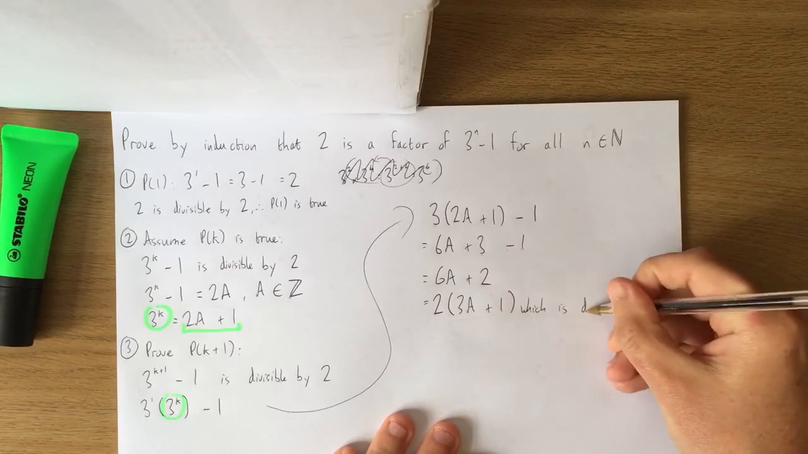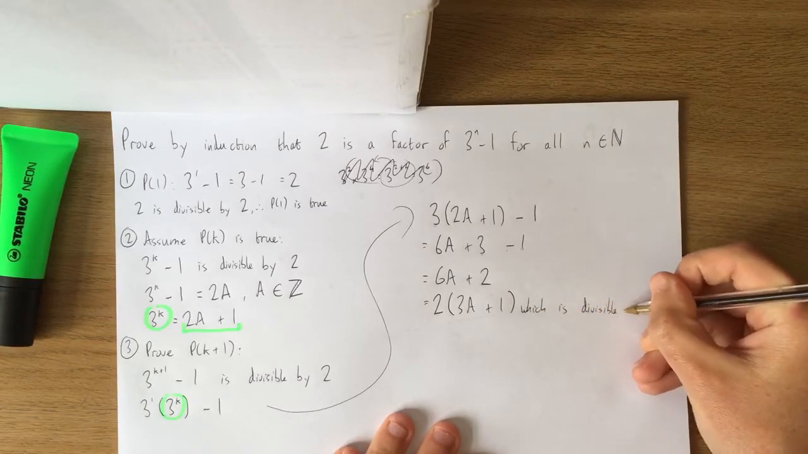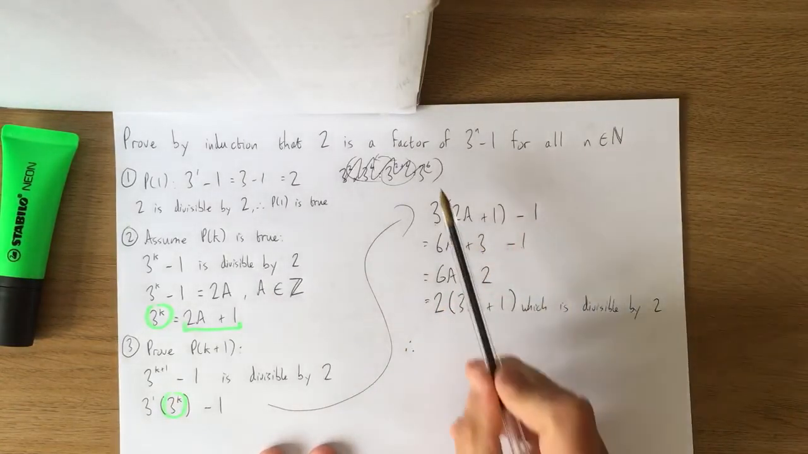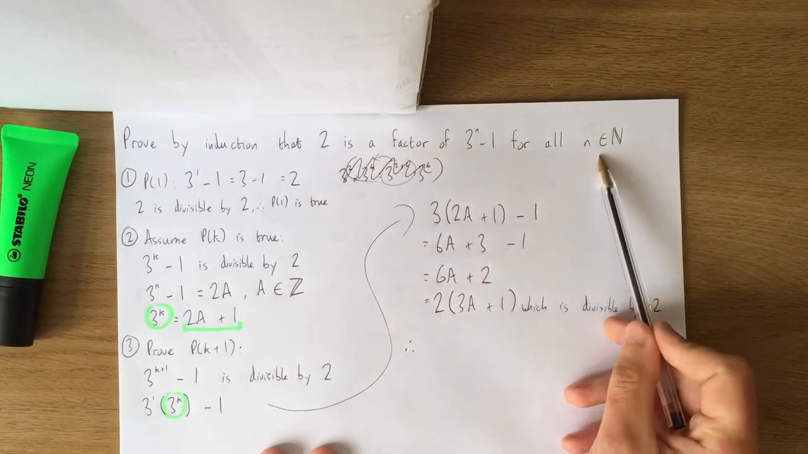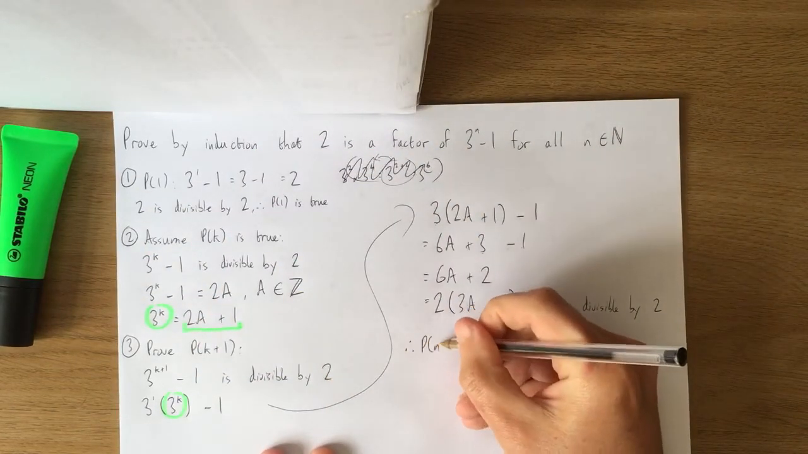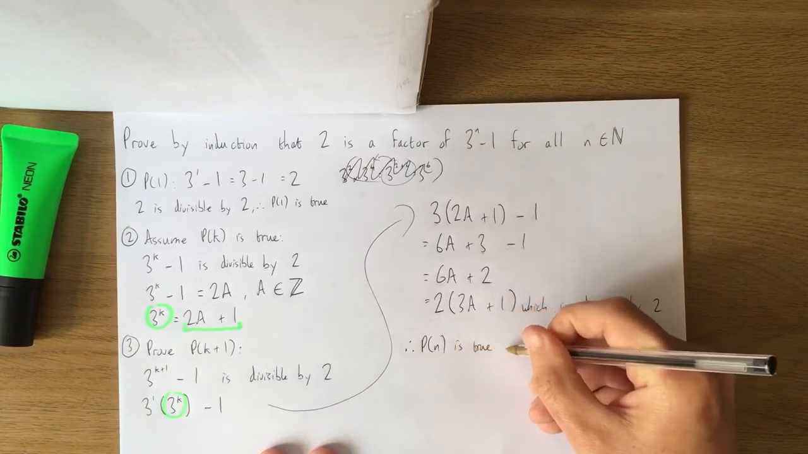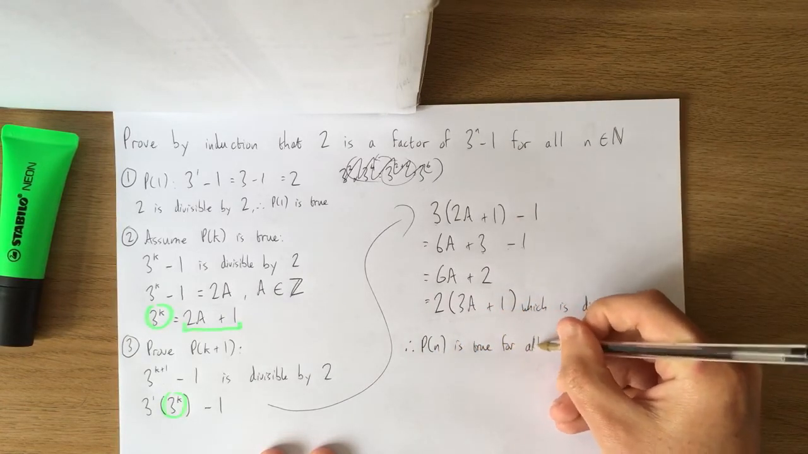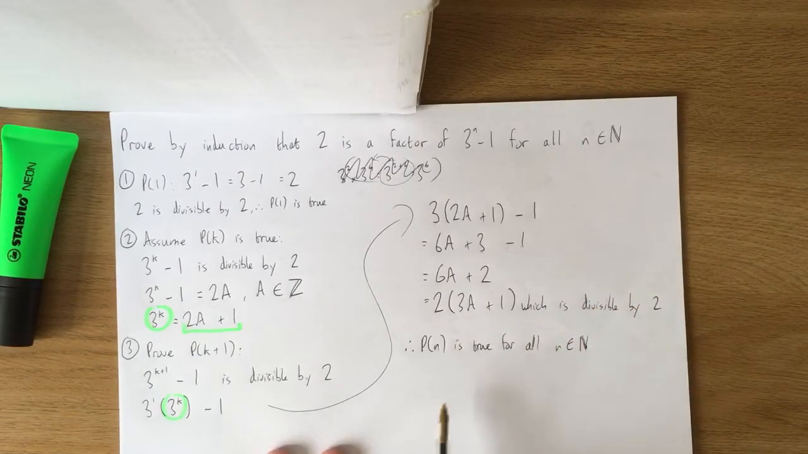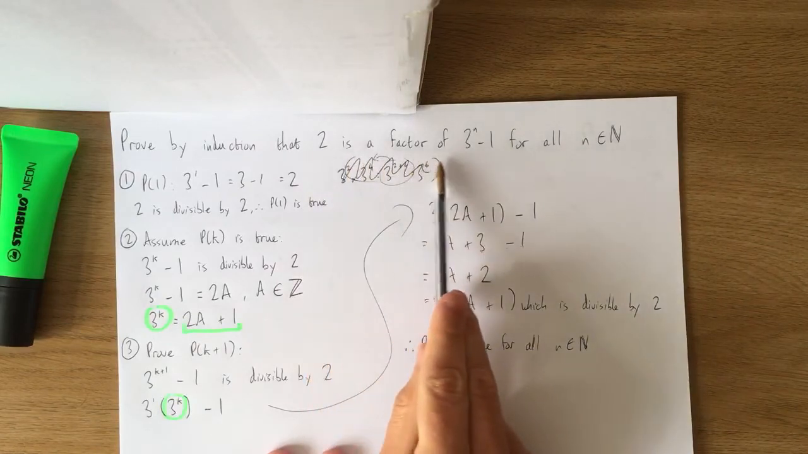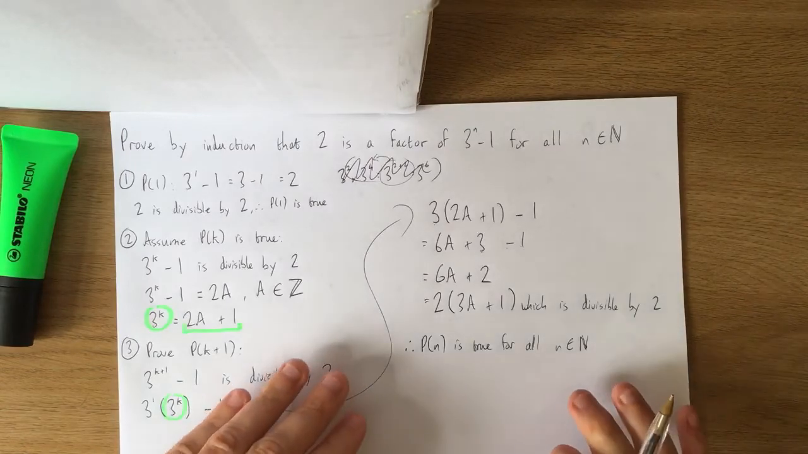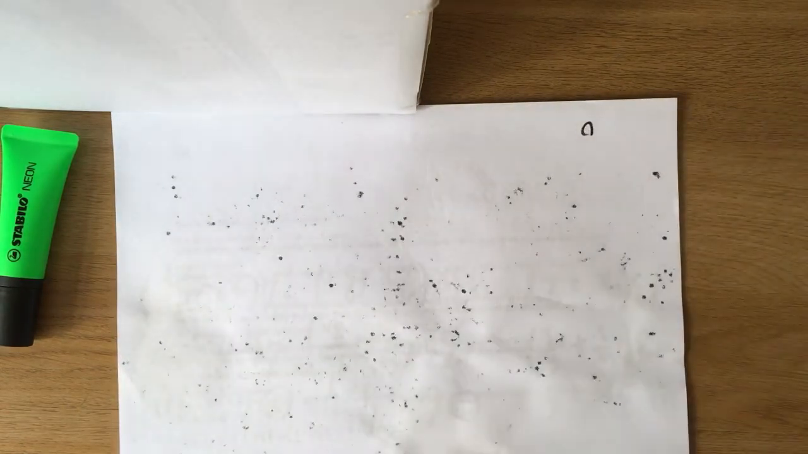Okay, which is equal to that, which is divisible by 2. Therefore, you can write therefore 2 is a factor of that for all n is an element of N, or you can return to our P notation and say therefore P(n) is true for all natural numbers. Okay, or as I said, instead of P(n) you could write 2 is a factor of that for all natural numbers. All right, but that's our first example done. I'll do the other one in this video as well.